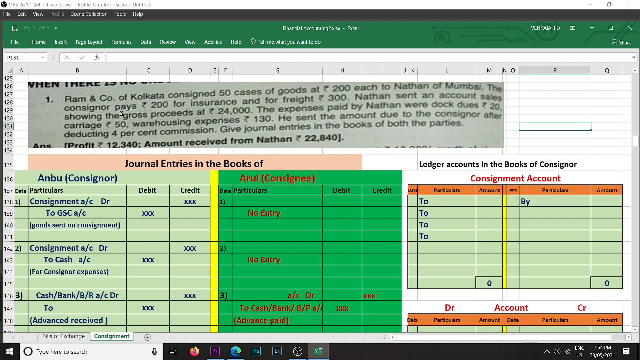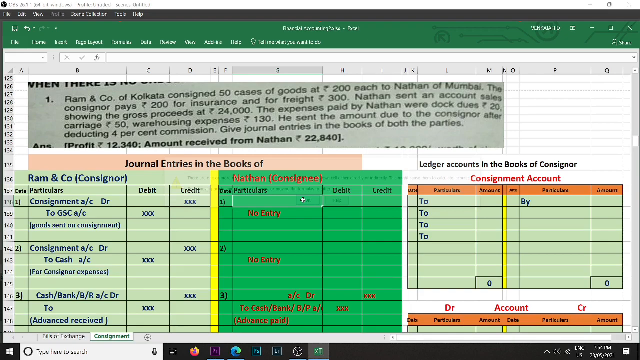Ram and Co., Kolkata, consigned 50 cases of goods at 200 each to Nathan of Mumbai. Two parties are there. One is Ram and Co., the consignor, from Kolkata. Then Nathan is the consignee. From here onwards, the consignee name is written as Nathan.